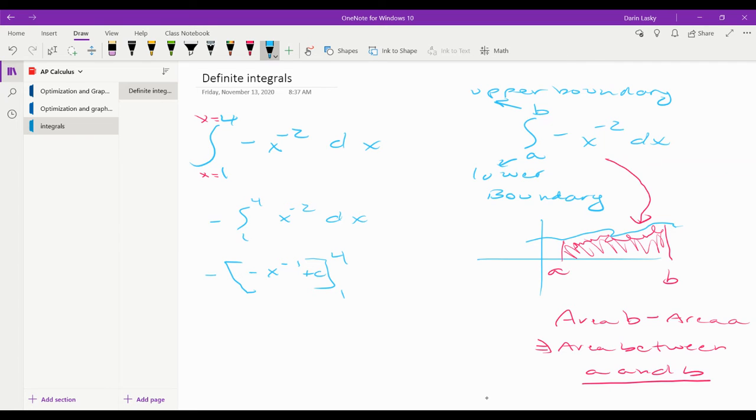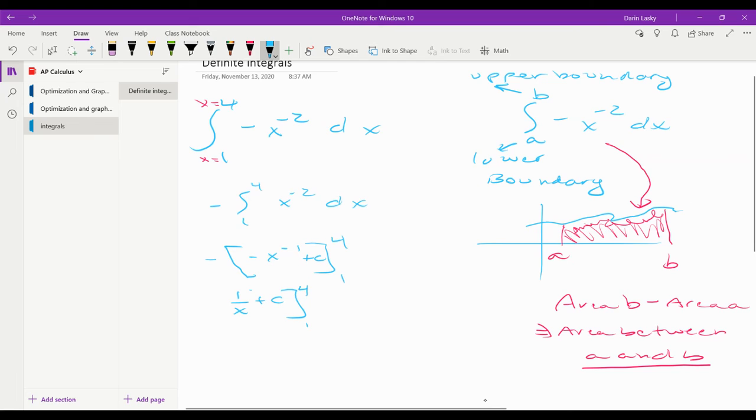I'll show you what happens with that. Let's clean it up just a little bit, because we know that a negative times a negative is a positive. So I have 1 over x plus c from 1 to 4. I'm going to integrate that and test it from 1 to 4. Just like I said prior to this, we take the upper boundary and plug it in. So we get 1 over 4 plus c minus our lower boundary, which is 1 over 1 plus c.